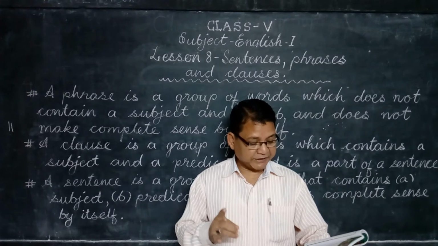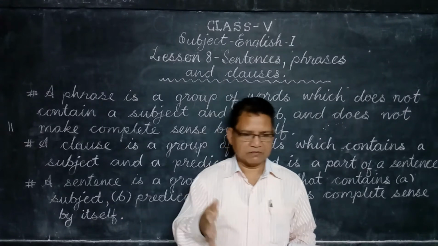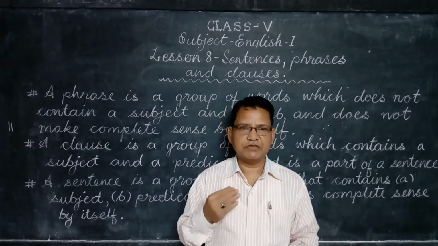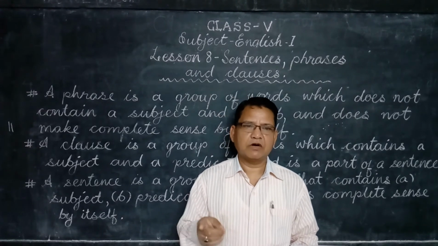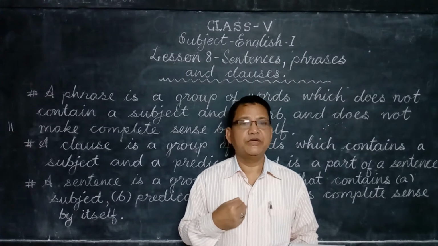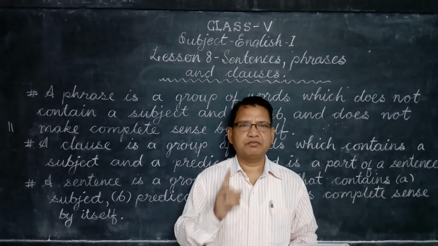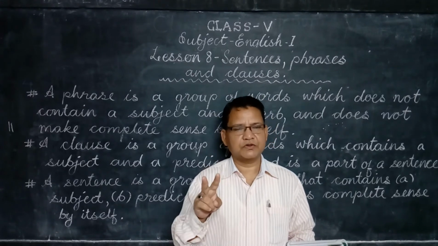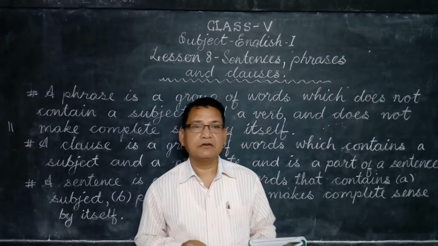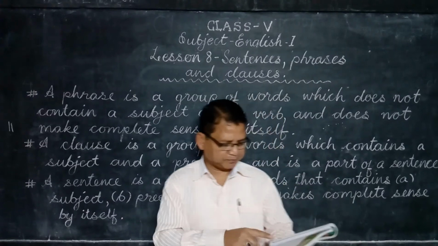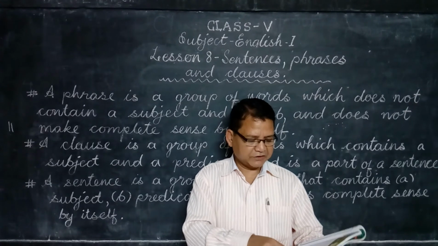And a predicate may consist of two verbs. Subject is the person or thing who is doing the work, doing the action, or about whom we are talking. Who we are talking about is called subject, and the rest is called predicate. Now, sometimes predicate has two verbs. Usually, predicates have only one verb, but sometimes predicates may have two verbs. Let's see. The dog is barking. The dog is the subject, is barking is the predicate.